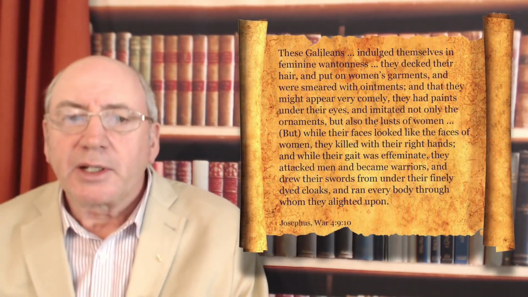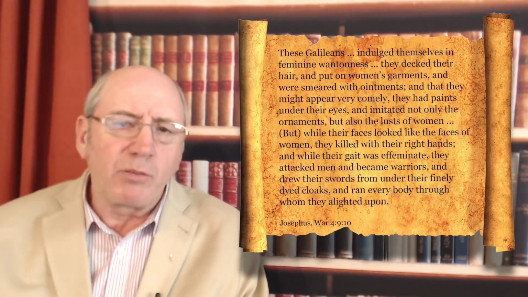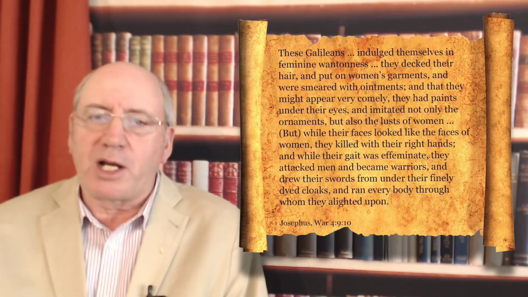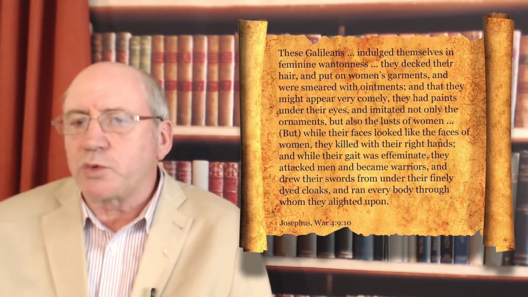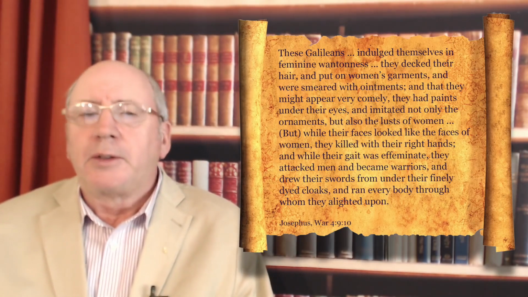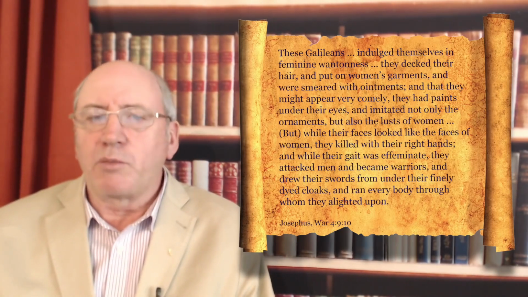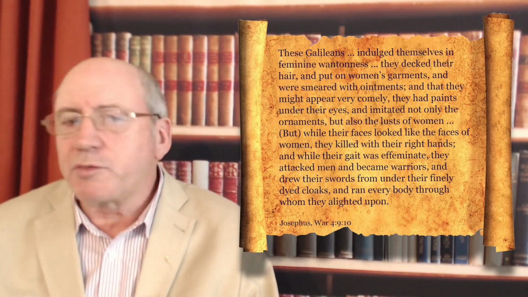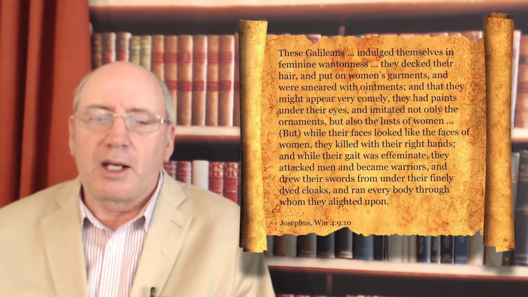And he says of them, these Galileans indulged themselves in feminine wantonness. They decked their hair and put on women's garments and were smeared with ointments that they might appear very comely. They had paints under their eyes and imitated not only the ornaments but also the lusts of women. But while their faces looked like the faces of women, they killed with their right hands, and while their gait was effeminate, they attacked men and became warriors, and drew their swords from under their finely dyed dresses, and ran everybody through whom they alighted upon.